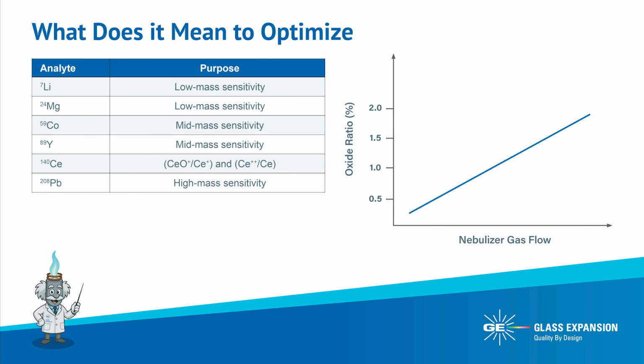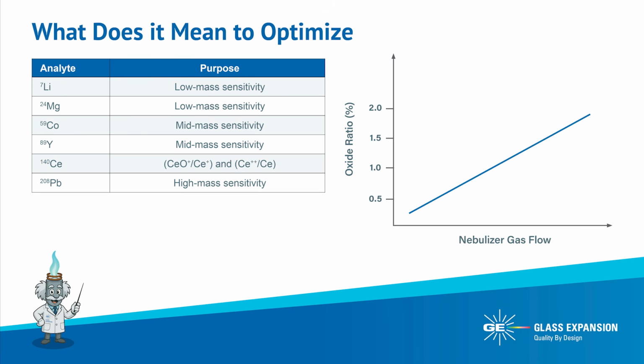For ICP-MS, we will similarly use a tune solution that consists of a low-mass, mid-mass, and high-mass element to monitor the sensitivity during nebulizer tuning. Lithium, beryllium, magnesium, cobalt, indium, lead, and uranium are typically the benchmark elements used.